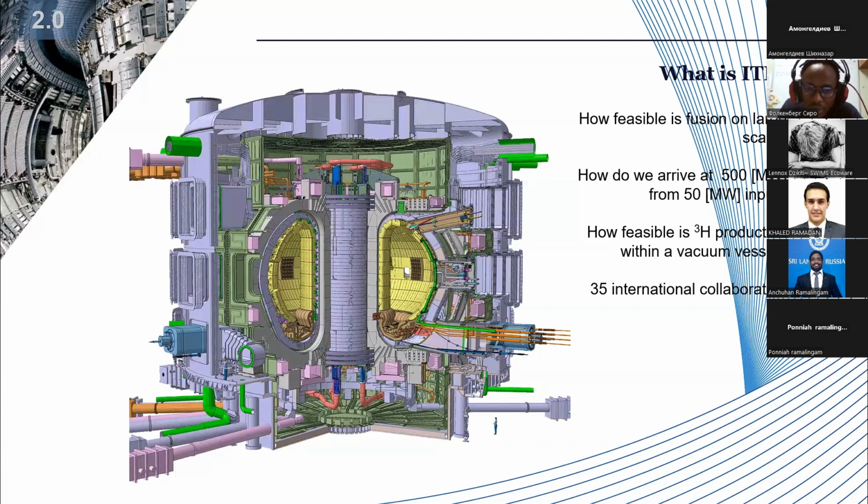So fusion breeding can be facilitated internally within the device itself without relying on an external source of neutrons for the fuel. So that is what ITER is all about. So again, the targets of ITER, as you can see, is that we are targeting about 500 megawatts from 50 megawatt input, and also trying to demonstrate how feasible the tritium production within the vacuum vessel would be. And this is really a collaboration between 35 entities and about 7 member states. Let's move on to the next slide, please.